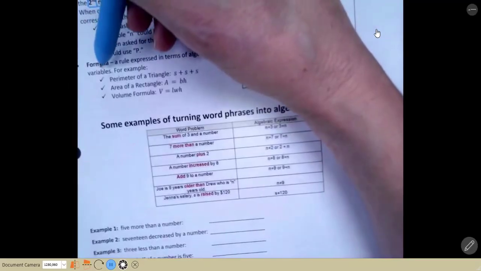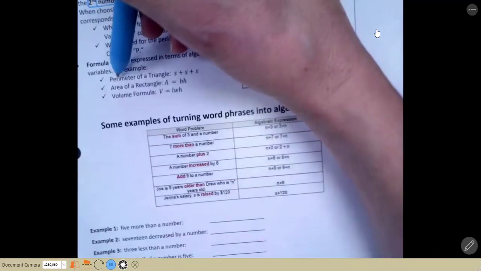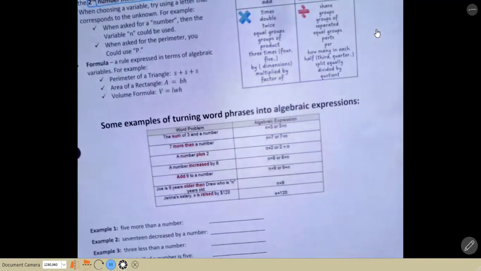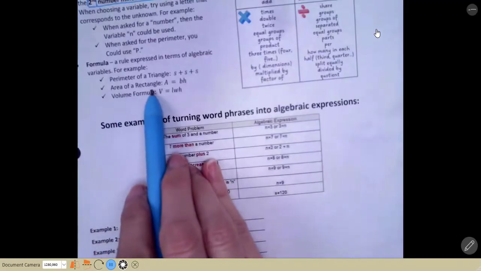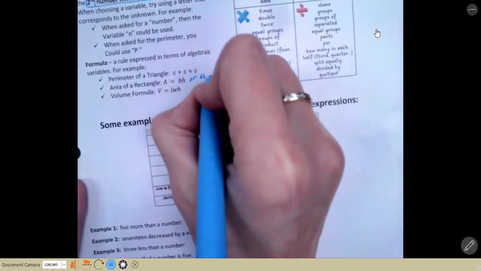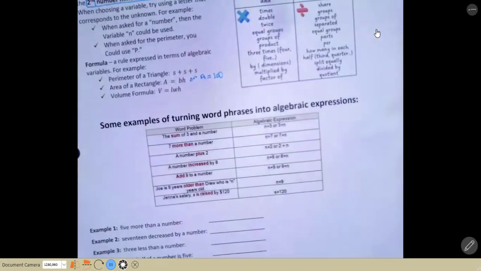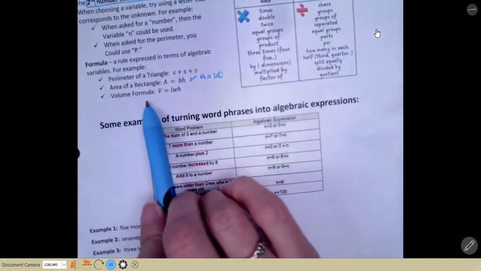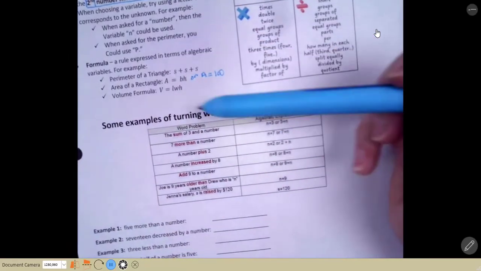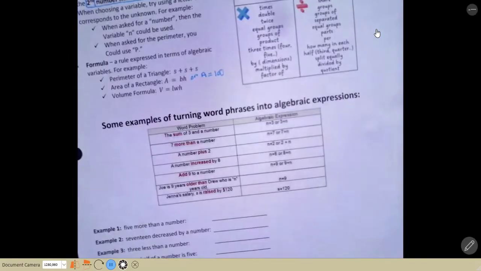A formula is a rule expressed in terms of algebraic variables. For example, the formula for the perimeter of a triangle is S plus S plus S. Remember, perimeter, you add up the outsides, so each side. Area of a rectangle is base times height or length times width, so you could put area equals length times width. Either one works. And the volume formula is volume equals length times width times height. I put these here because you may see them in your homework, so refer to the notes.